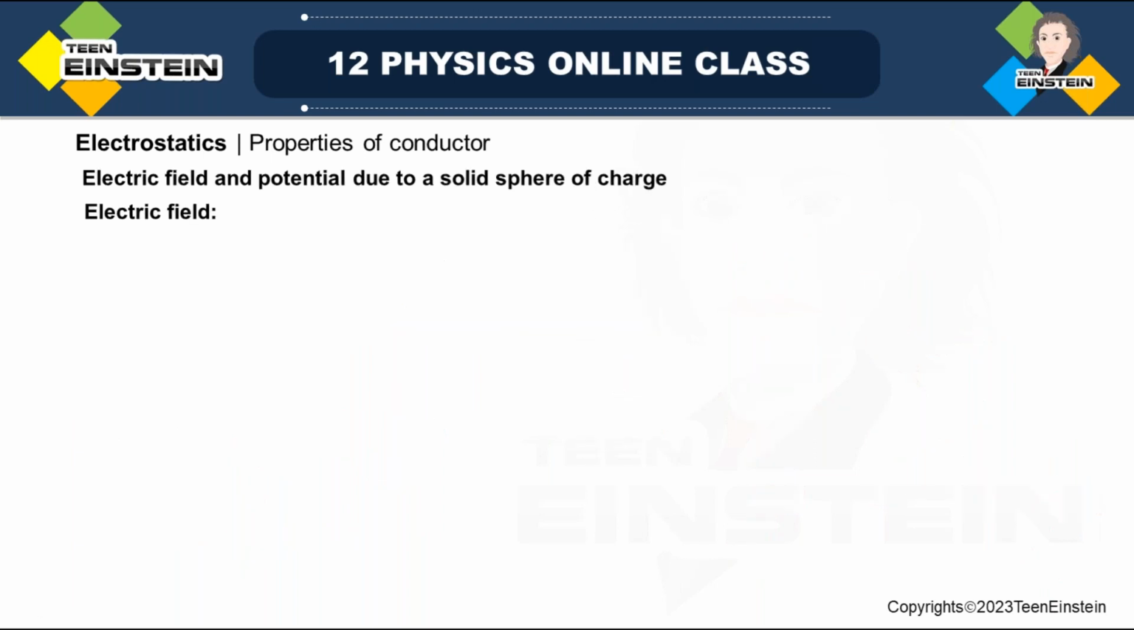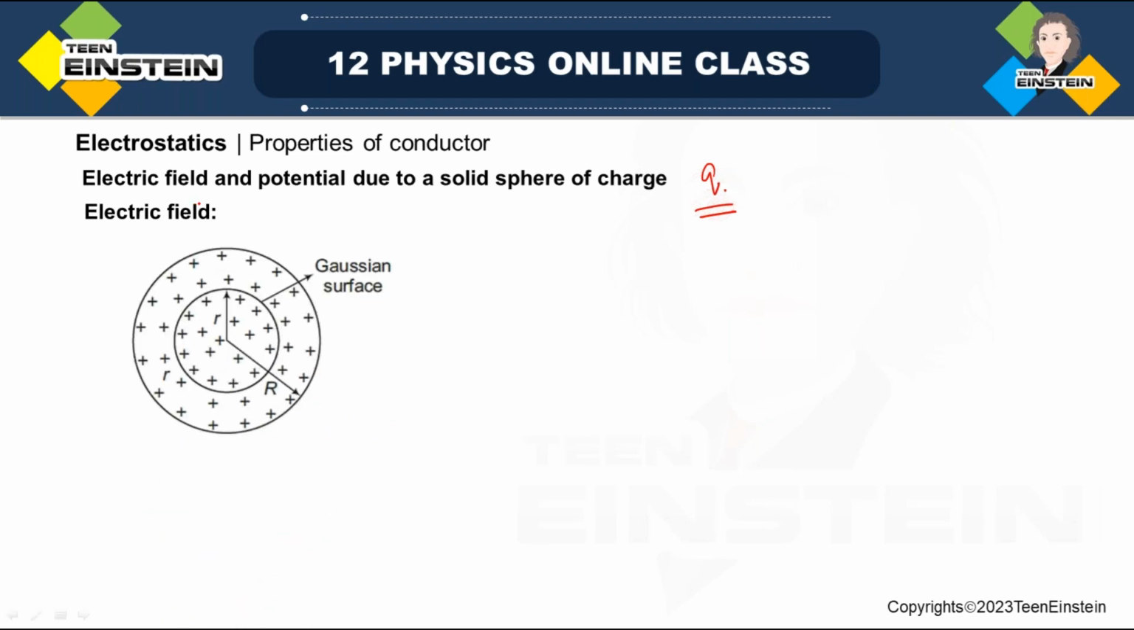All right, let us go to today's topic, which is very, very interesting again. Electric field and potential due to a solid sphere of charge q, say. First we will calculate electric field. There are 2 points, right? Electric field inside and electric field outside. So let us find out electric field outside first.